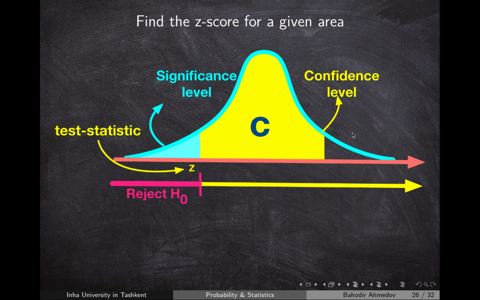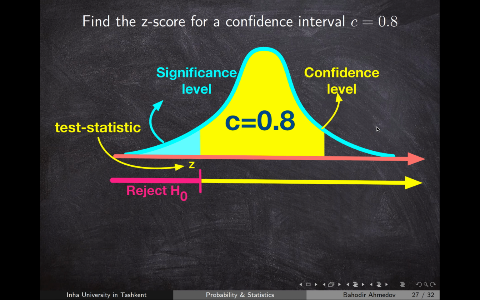So sometimes it is important for us to know what the z-scores are if we are given the areas, right? So in statistics, if you're given the confidence level or the significance level, it is important for us to know the test statistic or the z values here. So the confidence level is the area in the middle under this curve, and the significance level is the area in one of the tails or in both of the tails. So for example, if we know that the area in the middle is going to be 0.8, how do we find this z-score or this z-score, right?